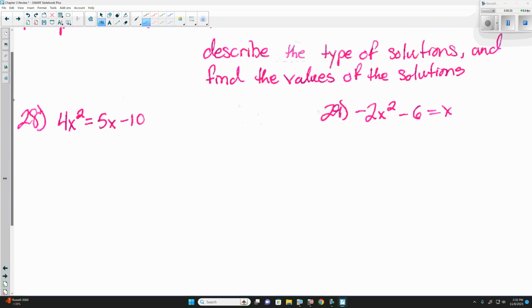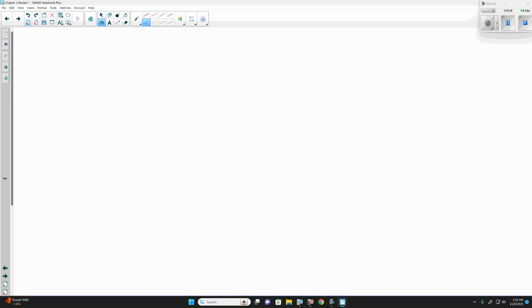28, 29, and 30. Find the value of the discriminant. Describe the type of solutions and find the value of the solutions. On the test, I'm not going to ask you to find the values. I'm just wanting you to find the value of the discriminant, which is our b squared minus 4ac, and describe the types.